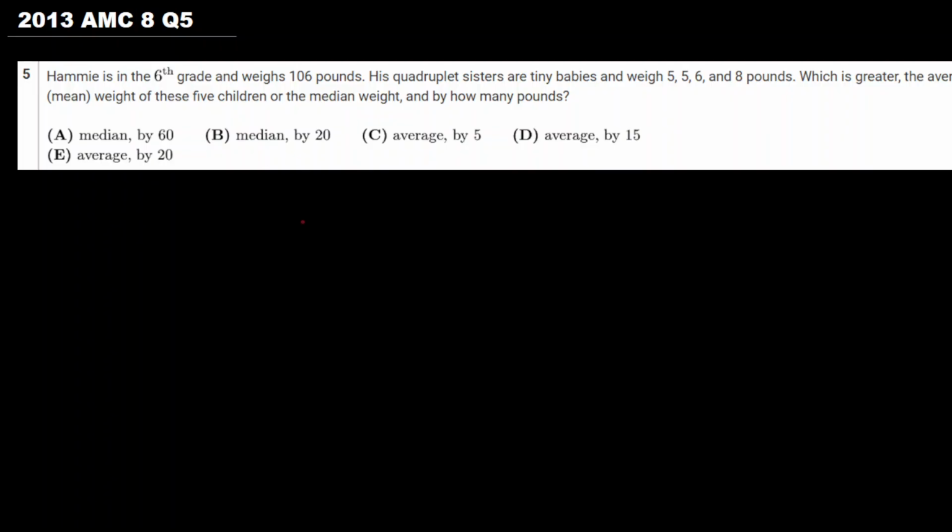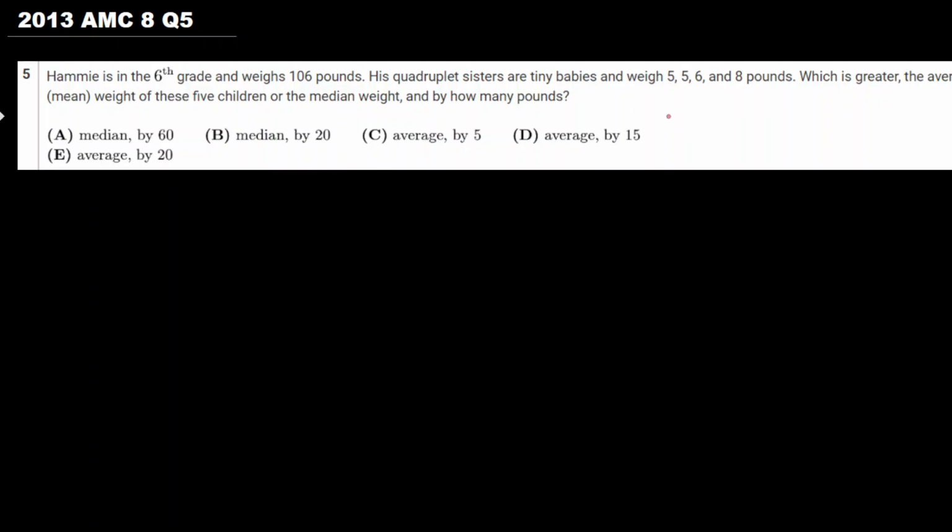Our next problem is from 2013 AMC, question number 5. Tammy's in 6th grade and weighs 106 pounds. His quadruplet sisters are tiny babies that weigh 5, 5, 6, and 8 pounds. Which is greater, the average mean of those 5 children or the median, and by how many pounds?